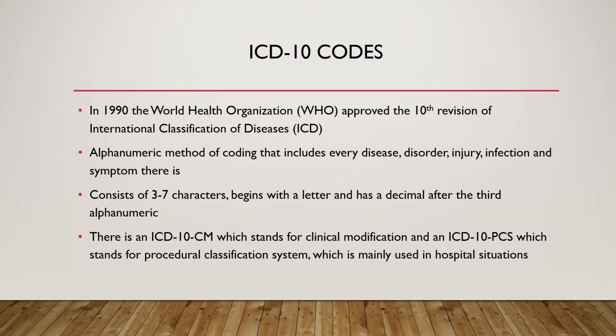ICD-10 codes. In 1990, the World Health Organization, or WHO, approved the 10th revision of the International Classification of Diseases, the ICD. They are an alphanumeric method of coding that includes every disease, disorder, injury, infection, and symptom there is. It consists of 3 to 7 characters, begins with a letter, and has a decimal after the third alphanumeric. There is an ICD-10-CM, which stands for Clinical Modification, and an ICD-10-PCS, which stands for Procedural Classification System, which is mainly used in hospital situations.